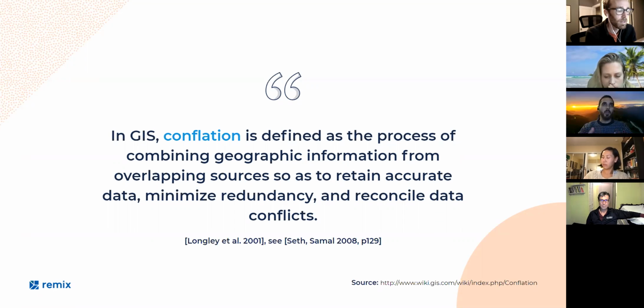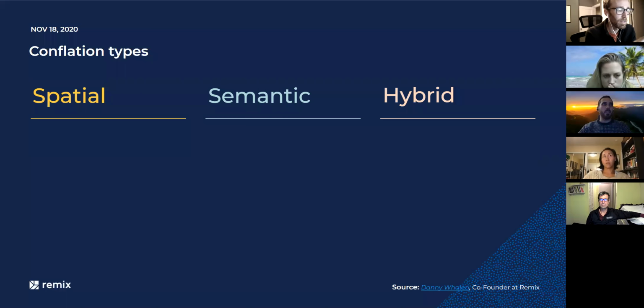Also, if you think about it, what we were doing before with the polygons and all of that falls under the umbrella of conflation and the byte lengths. But it's just a different way from what we're going to see now. So there are different types of conflation. And here I want to give a shout out to our co-founder that actually explained all of this to me not so long ago. There are different types. You have the spatial type, the semantic type, and the hybrid type.